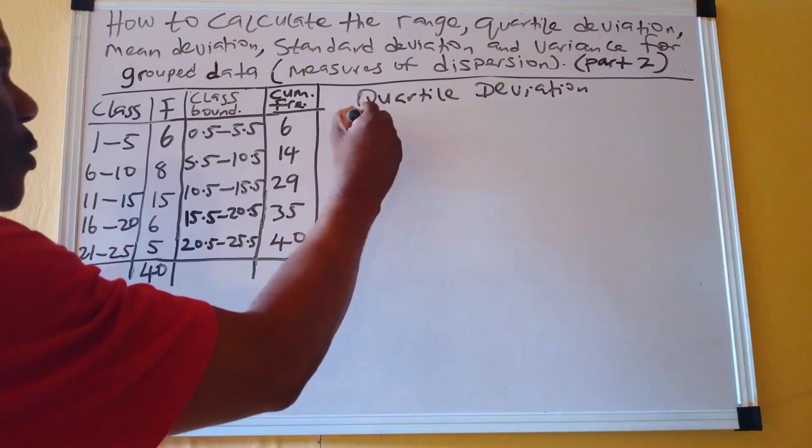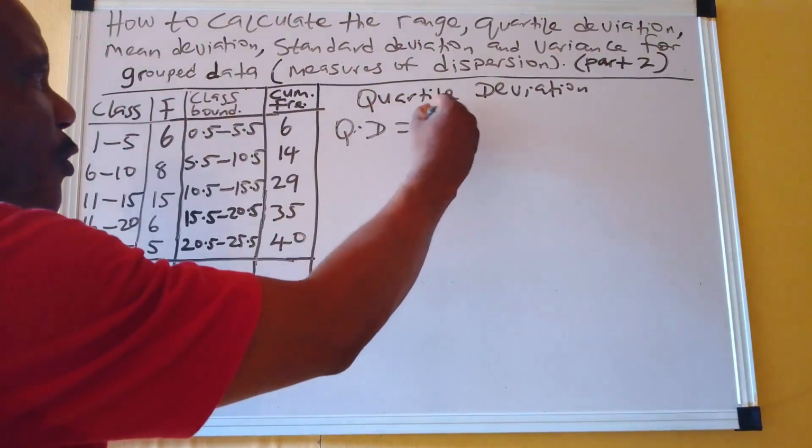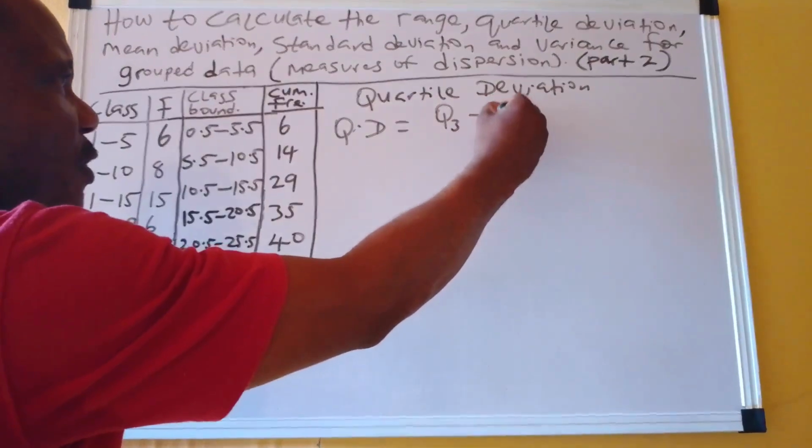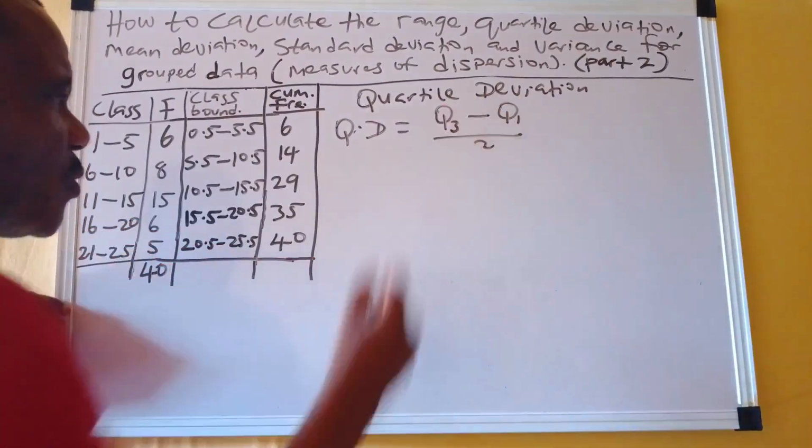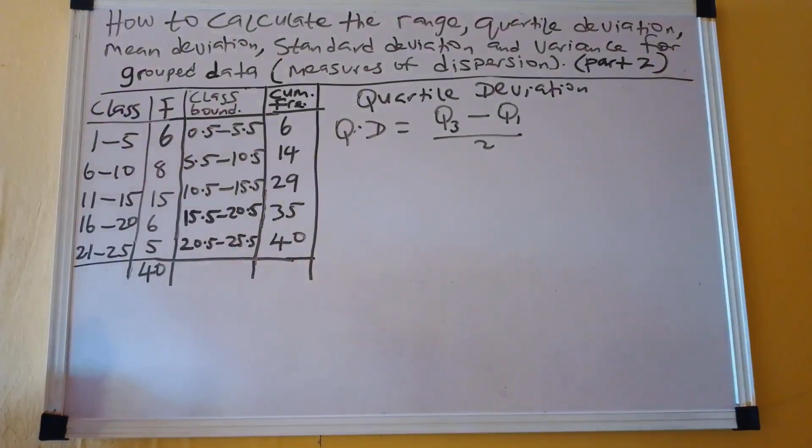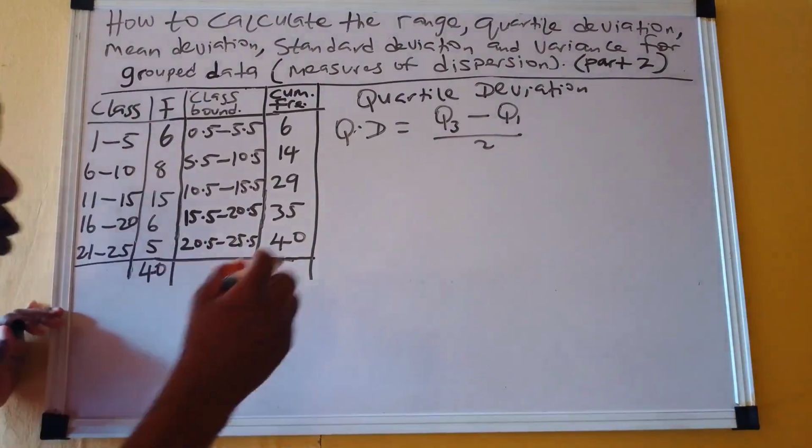The quartile deviation is known as QD and is equal to Q3 minus Q1 all over 2. That is what the quartile deviation is, and that is the formula for calculating it. Now we will look at how to calculate Q3. The quartile is sharing the data set into 4 equal parts. Q3 is the third quartile, while Q1 is the first quartile.